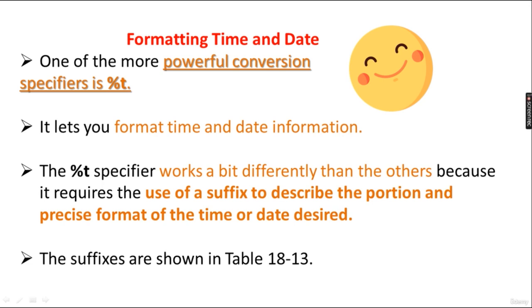The %t specifier works a bit differently than the others because it requires the use of a suffix to describe the portion and precise format of the time or date desired. So why is it working differently? Because it is using a suffix to describe the portion and precise format of the time. So the time will be displayed as precise as possible.